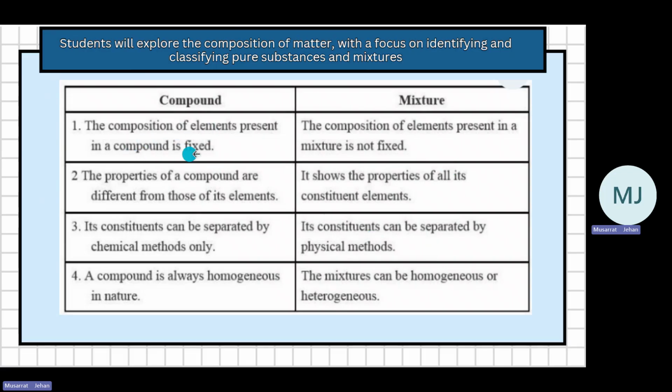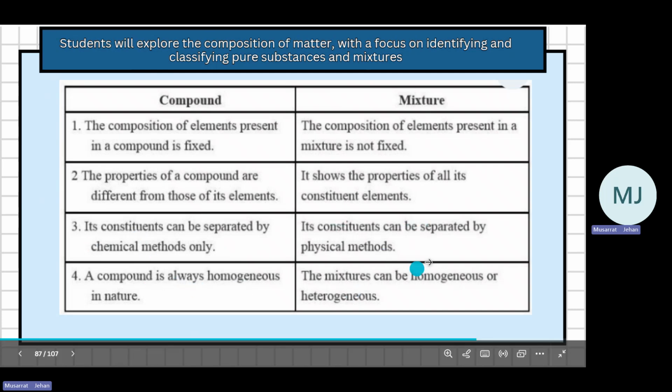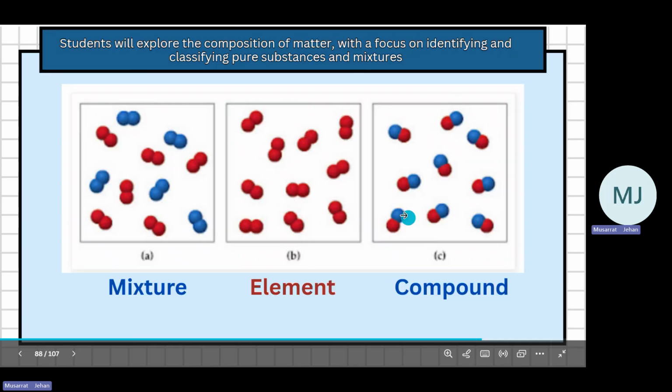In a compound, the composition of elements is fixed; in a mixture, it is not fixed. A compound's properties are different from those of its elements. A mixture shows the properties of all the elements. A compound can be separated by chemical methods only. A mixture can be separated by physical methods. A compound is always homogeneous, but a mixture can be homogeneous or heterogeneous.